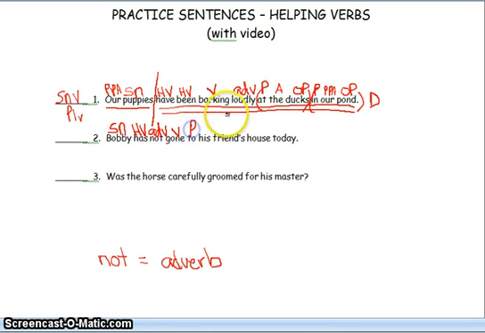To, preposition. To what? House, object of the preposition. Has gone when? Today, adverb. We reached our period. We're going to go backwards. Whose house? Friend's, possessive noun, adjective, because it ends in that apostrophe S. Whose friend? His, possessive pronoun, adjective. Subject, noun, verb, pattern 1, check. Checking for prepositional phrases. To his friend's house, prepositional phrase. Period, statement, declarative sentence. Go back to the verb.